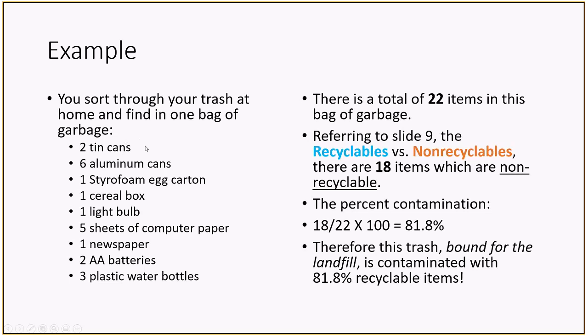So let's say we find 2 tin cans, 6 aluminum cans, 1 styrofoam egg carton, 1 cereal box, 1 light bulb, 5 sheets of computer paper, 1 newspaper, 2 AA batteries, and 3 plastic water bottles. Out of this, we have a total of 22 items in this bag of garbage. Referring to slide 9, the recyclables versus non-recyclables, there are 18 items which are considered non-recyclable.